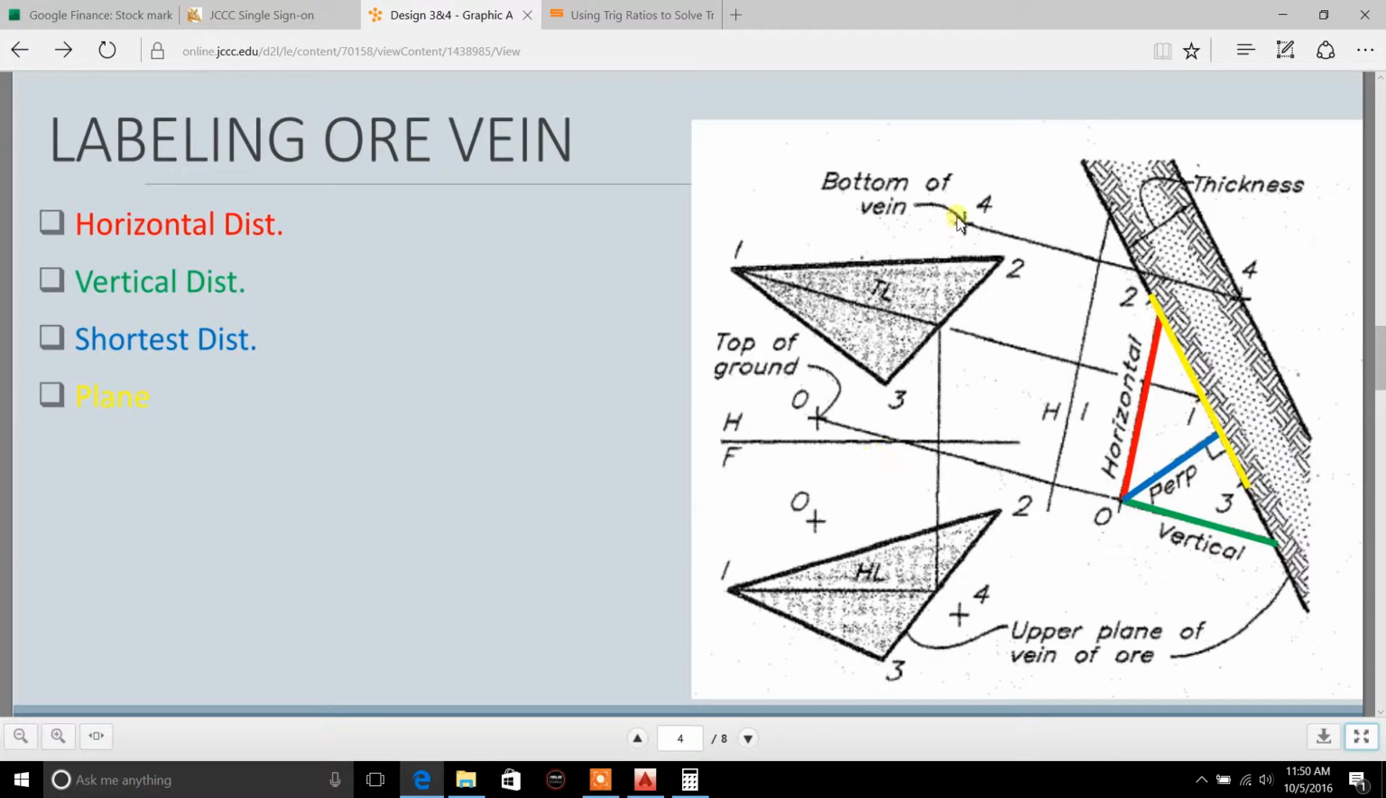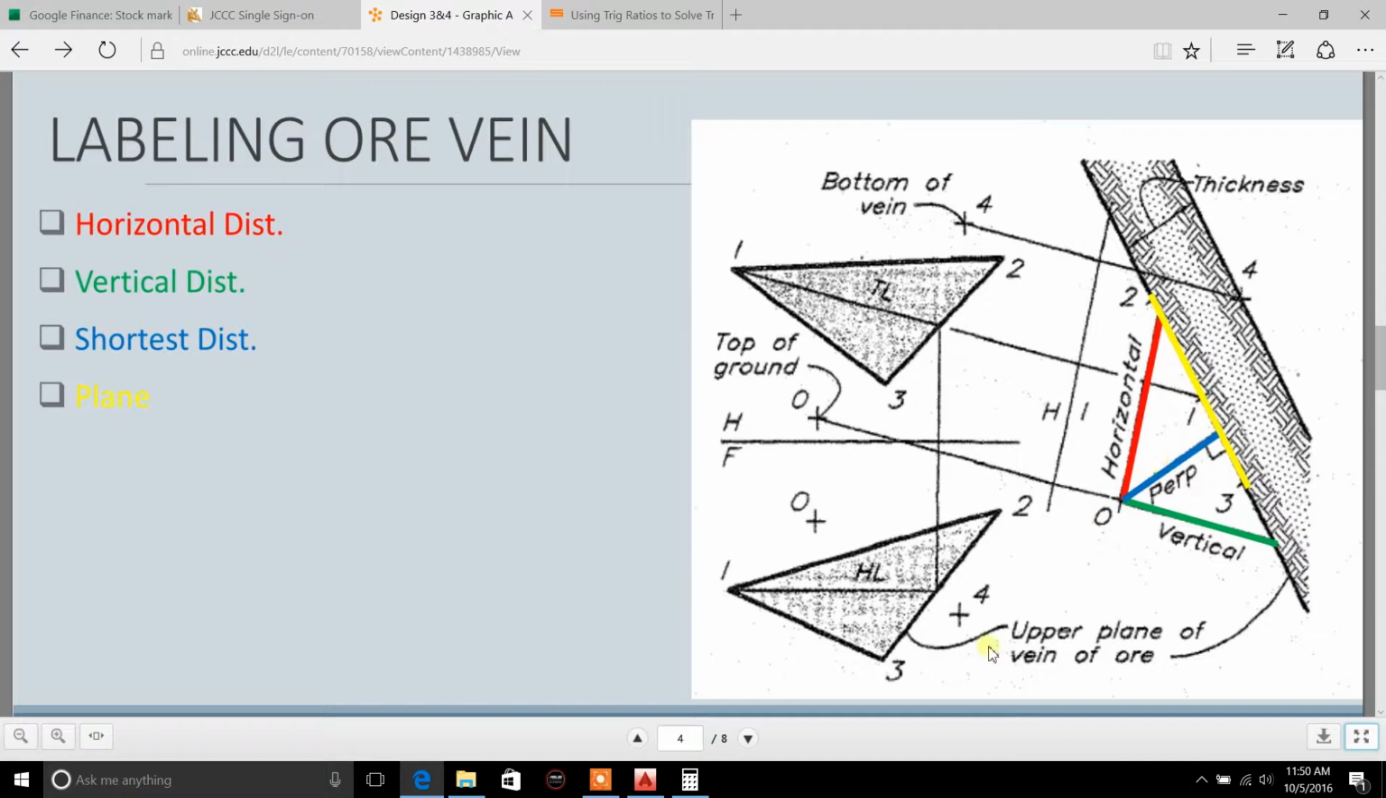You've got two different points in this example. One is the top of the ground, and one is the bottom of the vein. So you just draw your points out, given the distance from here to here. That's going to be the same distance from the reference plane over. And you'll notice on this one we've got a vertical distance, a horizontal distance right here, and a shortest distance, which is perpendicular to the plane, which is in yellow.